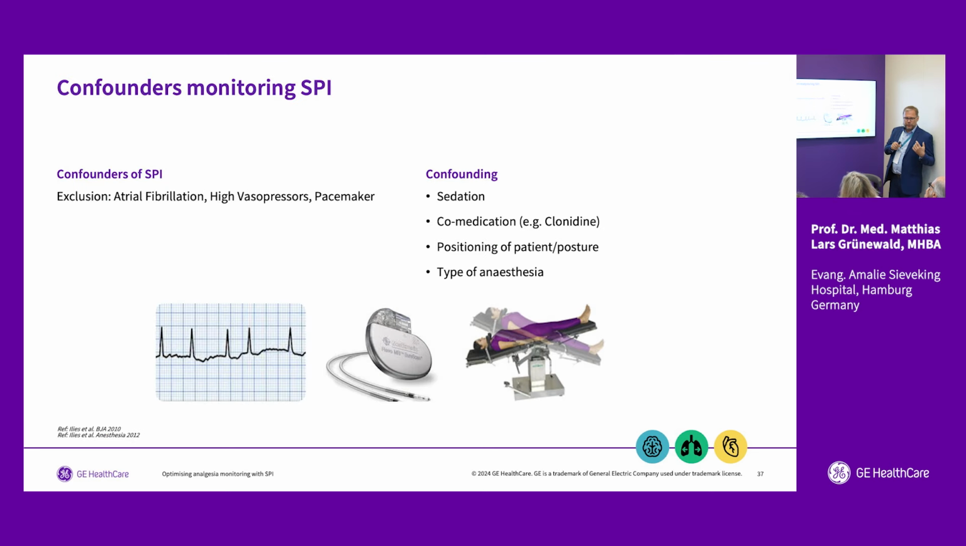I do not want to miss showing you the confounders because they're very important to know. Remind that the value of surgical pleth index is a cardiovascular response to noxious stimulation. It is not a magic bullet. So whatever influences our cardiovascular system should be thought over. And so it could be atrial fibrillation, high vasopressors, pacemakers, sedation, co-medication. We don't know how much dexmedetomidine, for example, influences the surgical pleth index. There is influence, we know that. The positioning of the patient, I show you a short video shortly, and also the type of anesthesia.